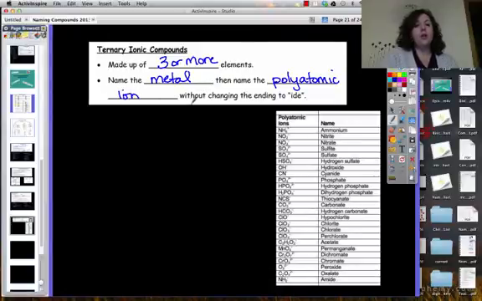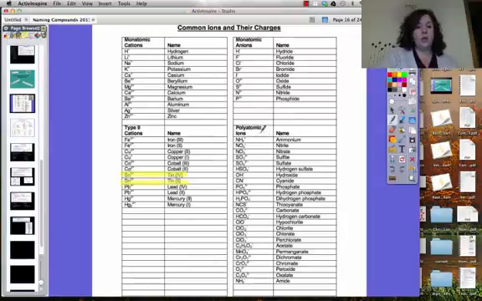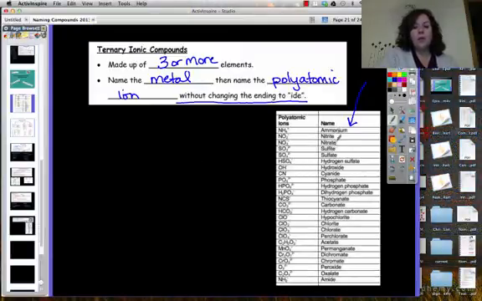But we do not change the ending to -ide. So your polyatomic ions that are on your list, this is the same list right here, I just cut it apart. Your polyatomic ions, the names of them are right here. So all you do is name the first element and then you name the polyatomic.